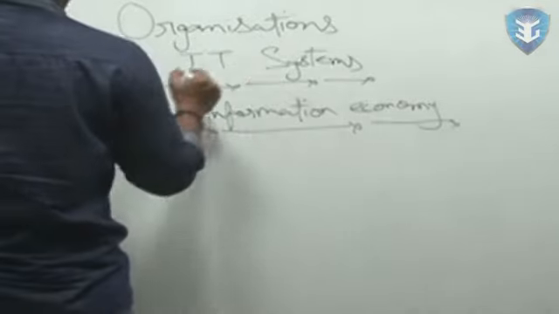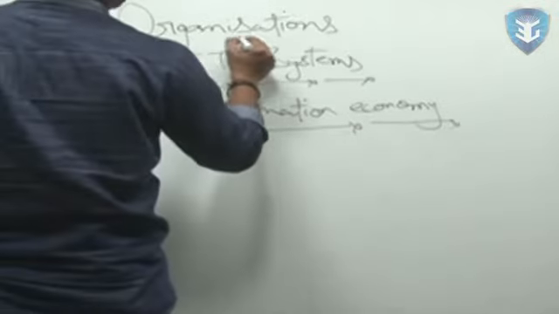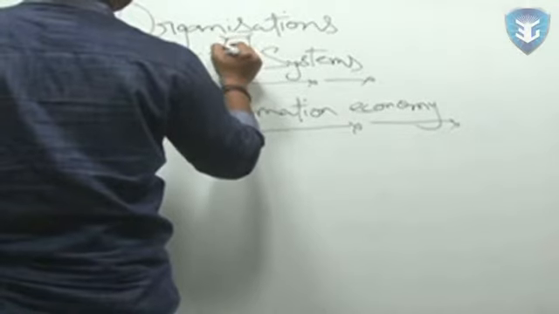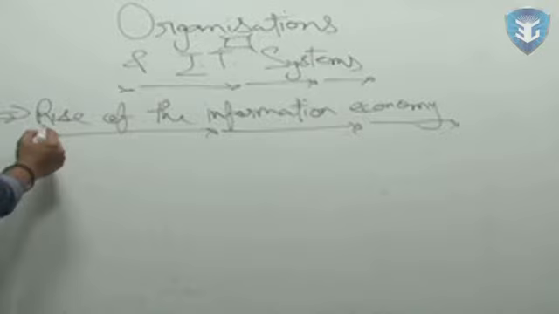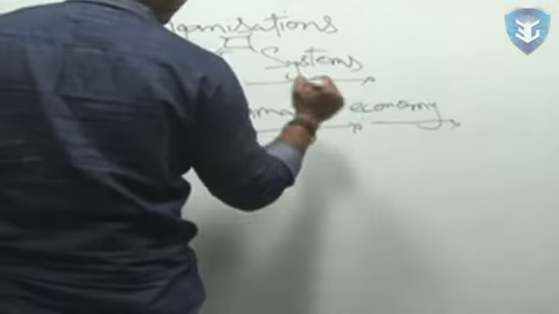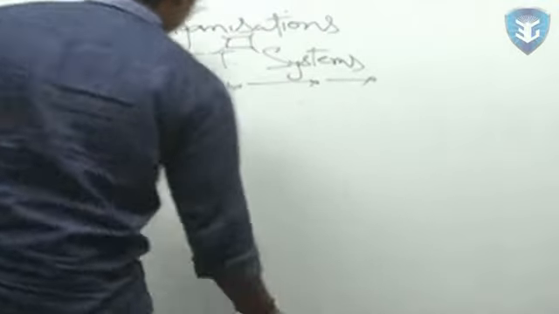The next topic is organizations and IT systems. In this topic, we are going to study the relation between the organization and IT systems. But first, we have to study the rise of the information economy. What is an information economy?